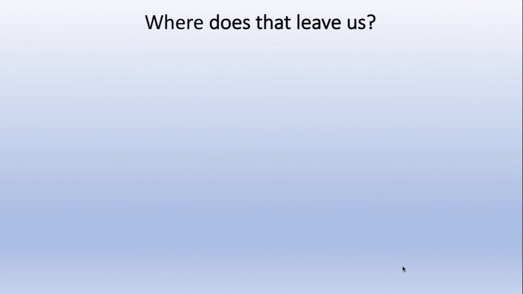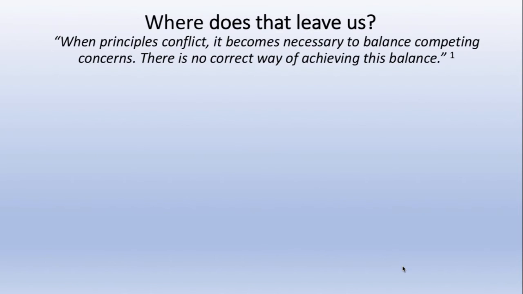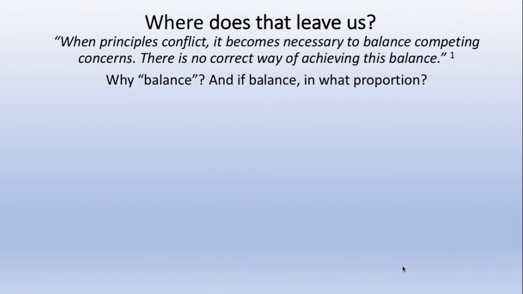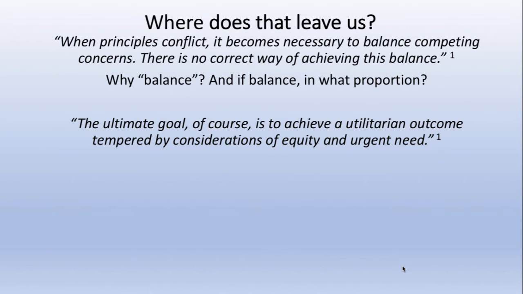So where does that leave us? The authors say, when principles conflict, it becomes necessary to balance competing concerns. There's no correct way of achieving this balance. Why balance? And if balance is the goal, in what proportion? They've already implied that there may not be a correct way of achieving that balance.